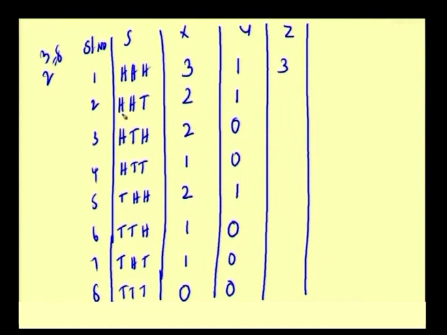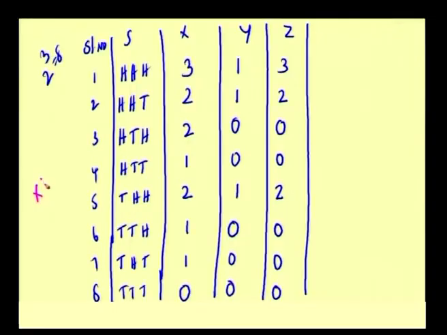Here HH, number of heads occurring together is 2. There is no head occurring together here, therefore 0. Here also 0. And here, how many heads are occurring together? 2. There is no head occurring together here, therefore 0. Here also no head occurring together, there is no head at all, therefore 0. So these are the x, y, z values.